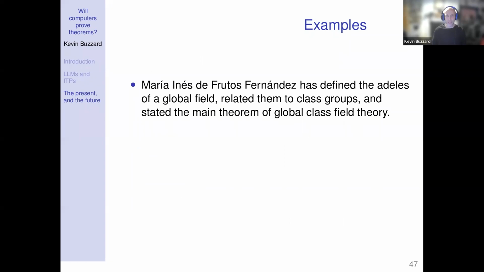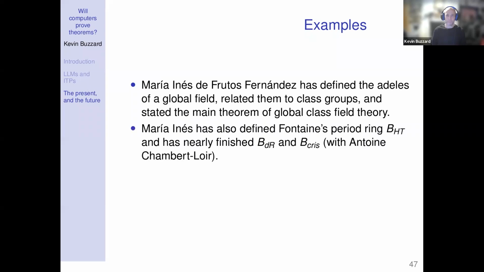Maria Ines is actually no longer my postdoc. The money ran out in January, and she's gone. She's been snatched up by Madrid and is now giving a Lean course in Madrid. When she was in London, she defined basic number theoretic invariants of global fields, the adeles and the ideles. She defined the idele class group, proved the relationship between that and the classical class group, and she started stating results in global class field theory, which we're going to need later on.